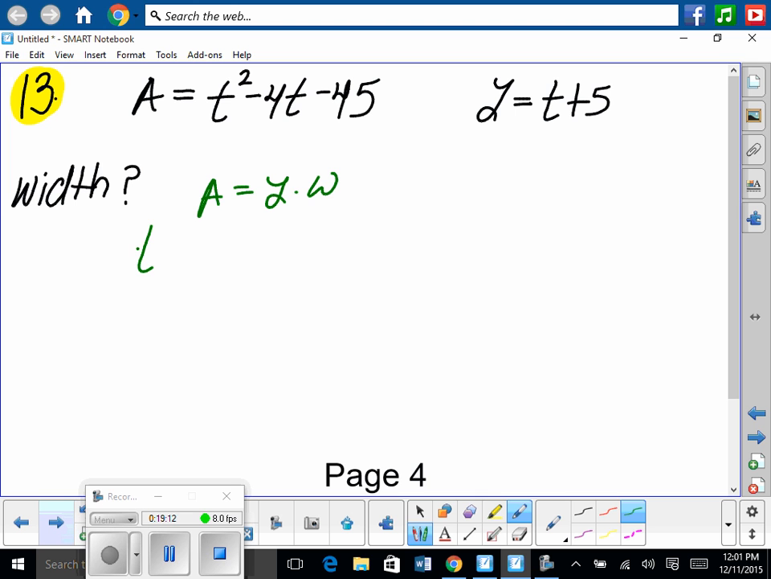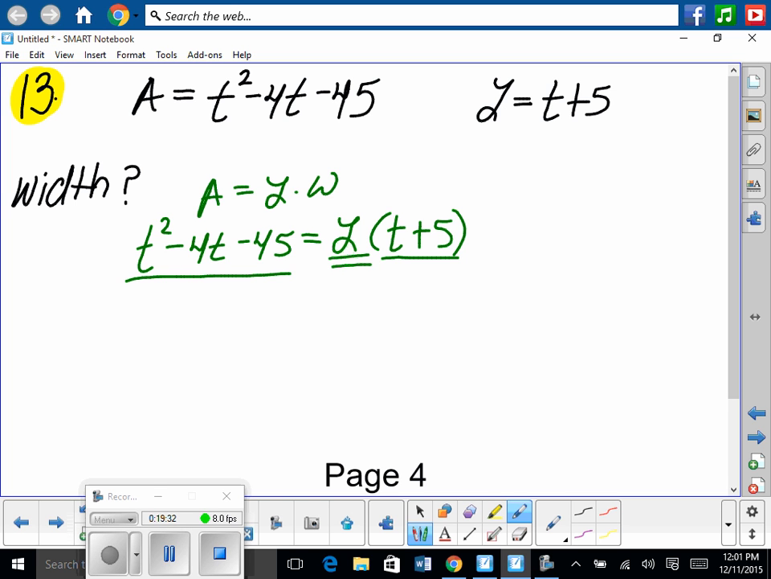So we know t squared minus 4t minus 45 is equal to the length times the width, which the width is t plus 5. So we're thinking, well, what could we multiply by to get this t plus 5 to be equal to this? Length times width. Well, if we take this piece and factor it, we'll have 2 things being multiplied together that equal it. So that's what I'm going to do.